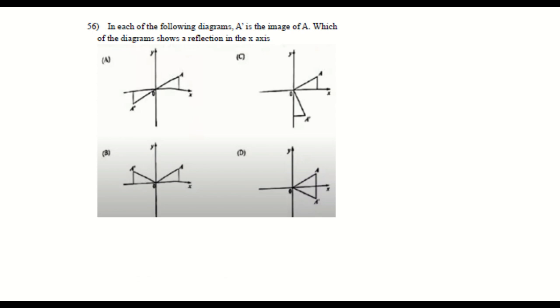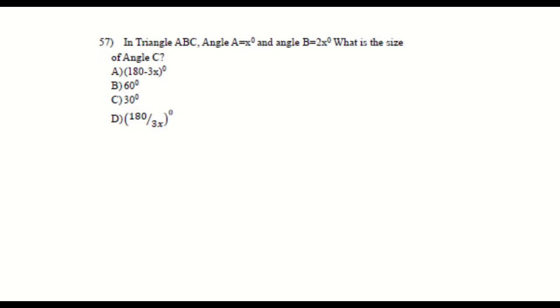In each of the following diagrams, the image A' is the image of A. Which diagram shows a reflection in the x-axis? The line of reflection is the x-axis, this line right here. So if it is a reflection, it's supposed to be D. That's the only one that has a reflection along the x-axis.